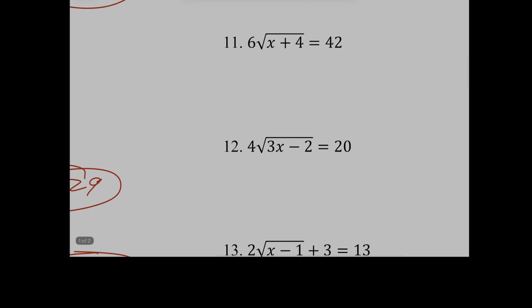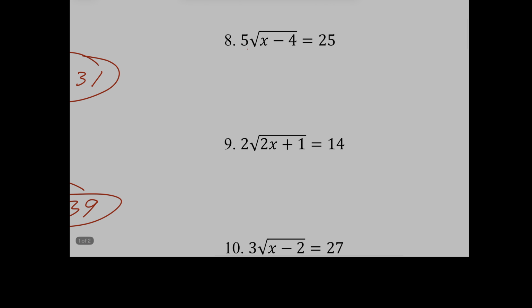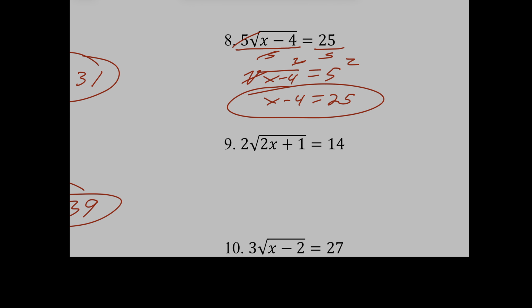Okay, I got one more side to do, and I can tell that these are going to be a little trickier as we go on. Okay, not yet, though. Right here, I just have a 5 being multiplied, so I'm going to divide each side by 5. Boom, done. And I'm going to get a root x minus 4 equals 5. Once I square both sides, I'm going to get x minus 4 equals 25. Boom. Oh, wait, I'm not done at all.